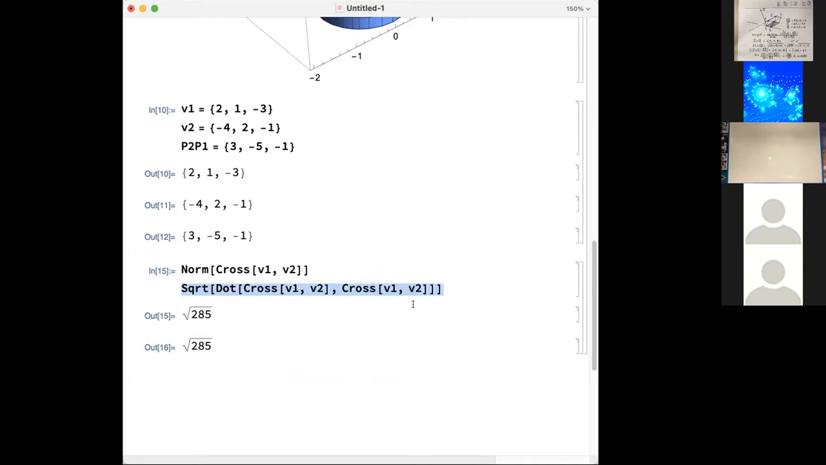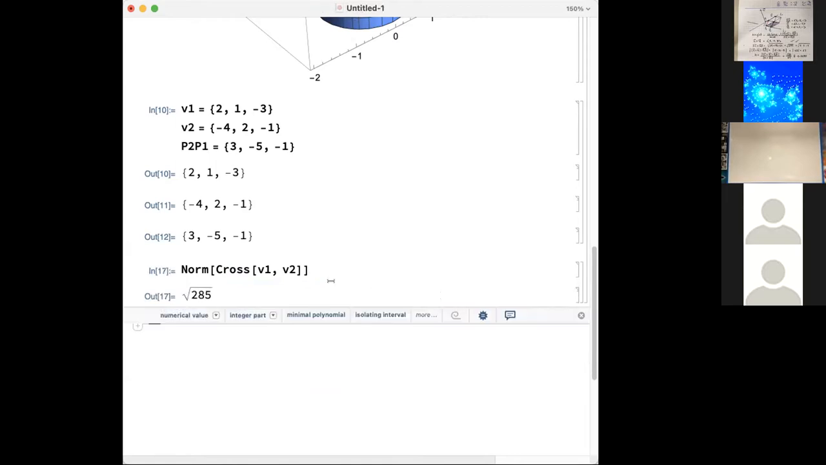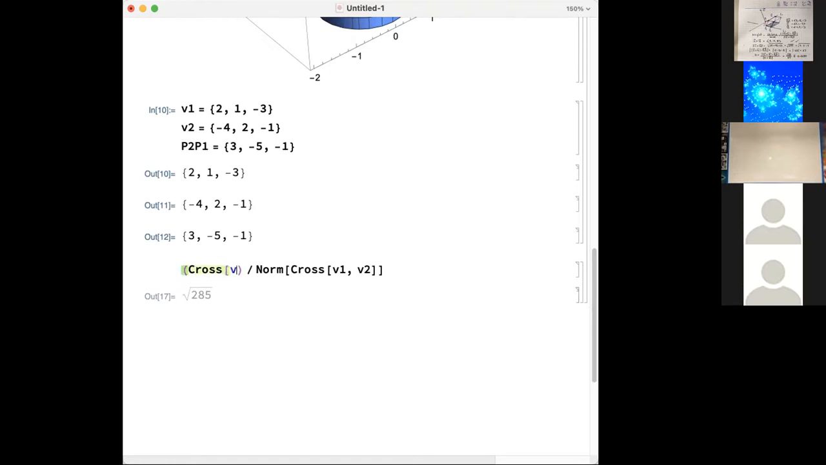Anyway, I'm happy with my norm because it returns the same value. So I'll just keep that. Now, what am I supposed to do with that norm? I'm supposed to be dividing what? I'm supposed to be dividing the cross product of V1 and V2, and I'm supposed to be dotting that cross product with P2, P1.